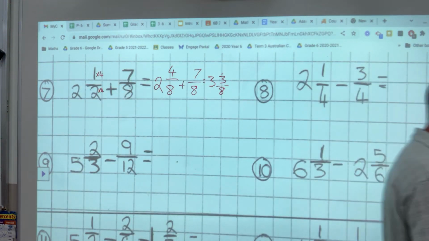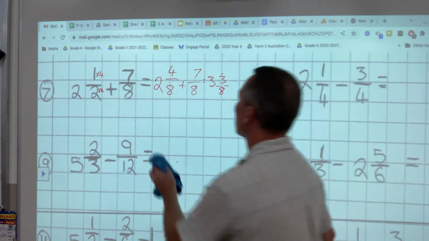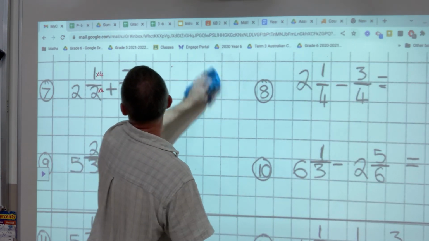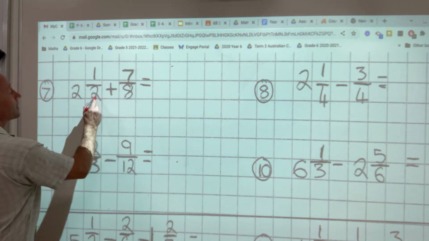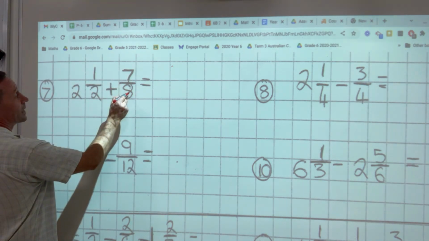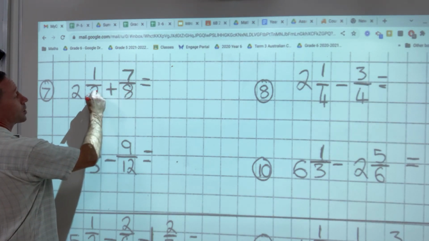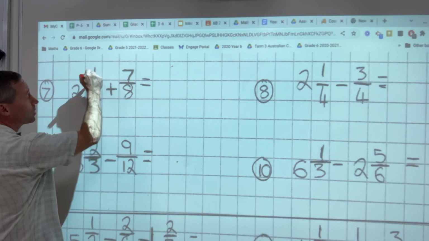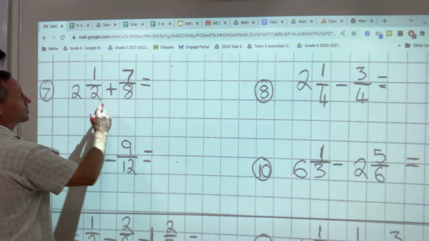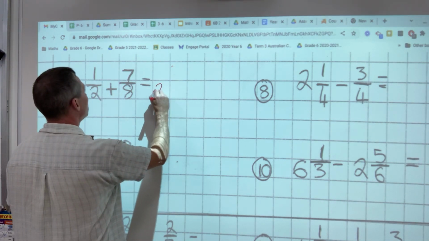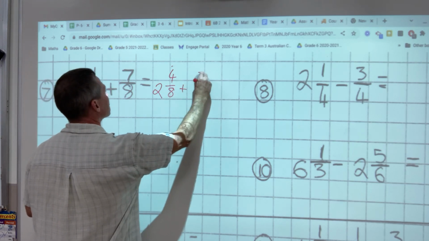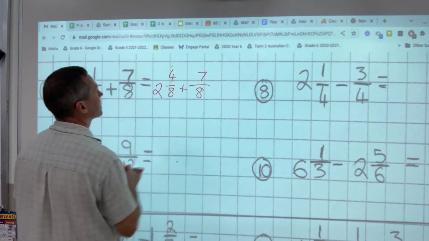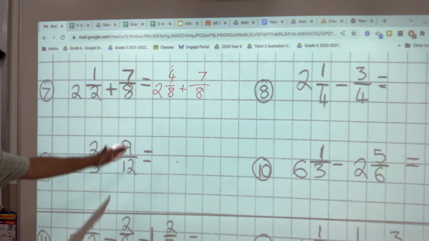If you pause the video, you can always come back to this. Another option is if you do this. Same sort of setup here. I'm going to change this to equal 8, so this I'm times by 4. What I do to the bottom, I do to the top. So sort of same situation here. So this is now going to say 2 and 4/8 plus 7/8. It's what we had before.